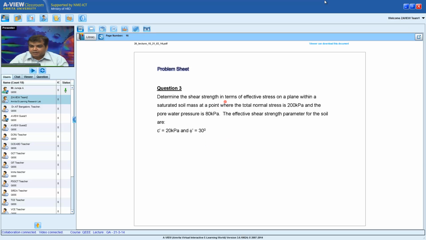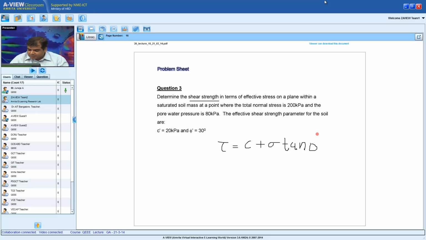Question number 3 is a very straightforward question. It says determine the shear strength, meaning it asks you to determine the tau value. We know that tau equals C plus sigma tangent of phi.